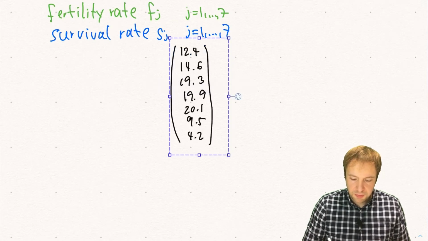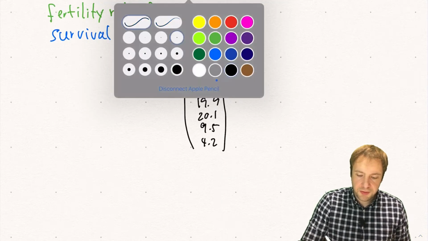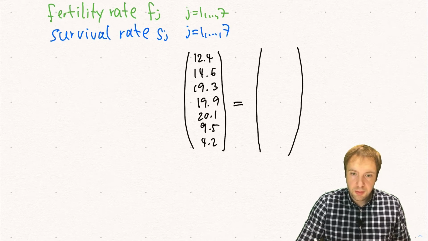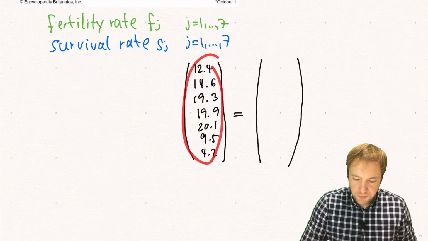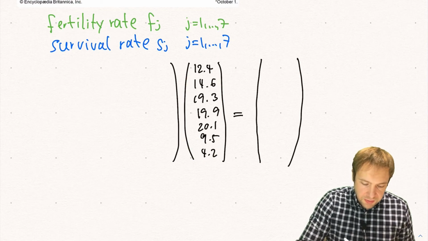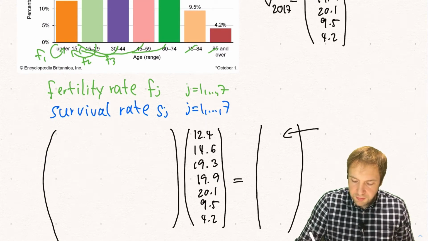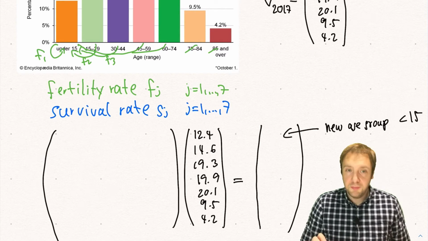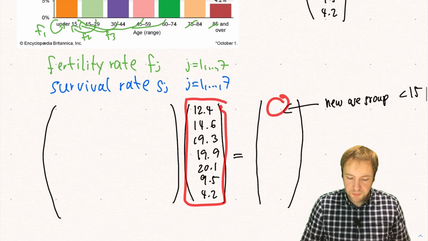So I want to find a matrix which describes what happens after 15 years. Here now I have the vector with the entries from 2017. And what do I put in here? So this entry is the new age group for the younger than 15 years old. So in this number, how can we construct this number out of these numbers?